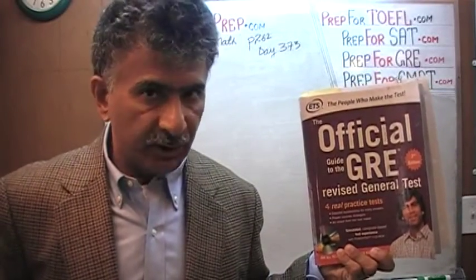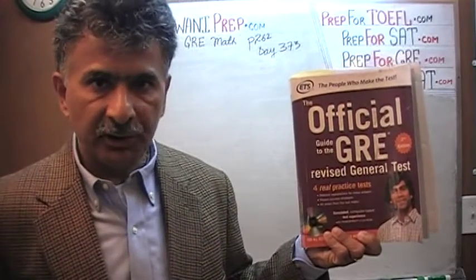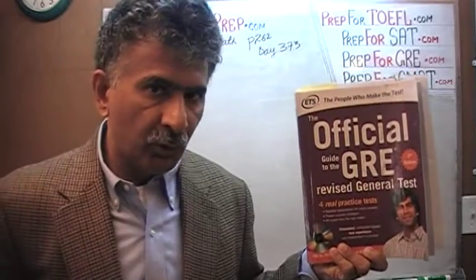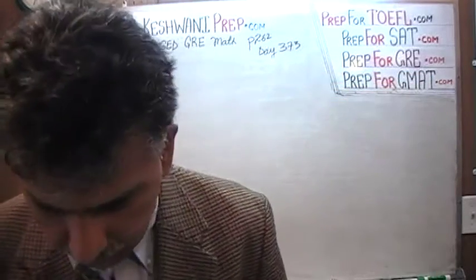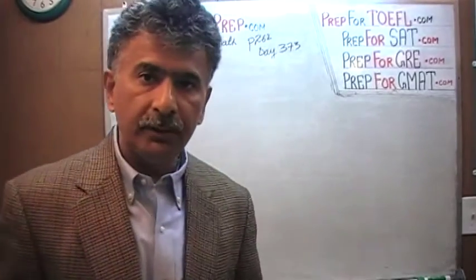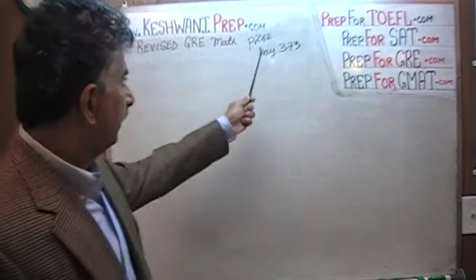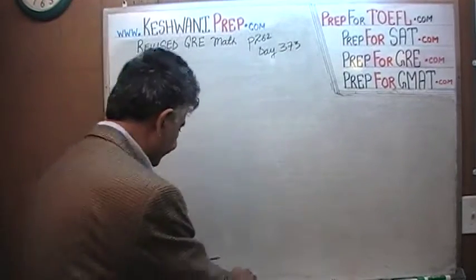We are here because we want to prepare for the GRE. We have been solving GRE math problems out of this book here, the official guide to the revised GRE. If you do not own this book already, purchase one immediately. You're going to need it. The problem that we are about to solve is the one that you will find on page number 262. Please turn to it. Page number 262, and today is our lesson number 373.